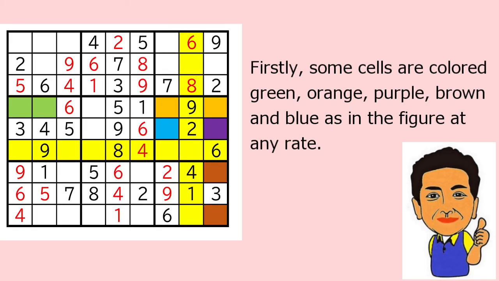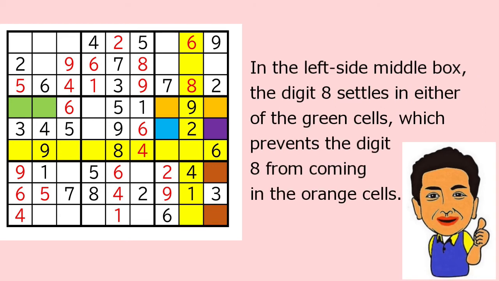Firstly, some cells are colored green, orange, purple, brown, and blue, as in the figure. In the left side middle box, the digit 8 settles in either of the green cells, which prevents the digit 8 from coming in the orange cells.